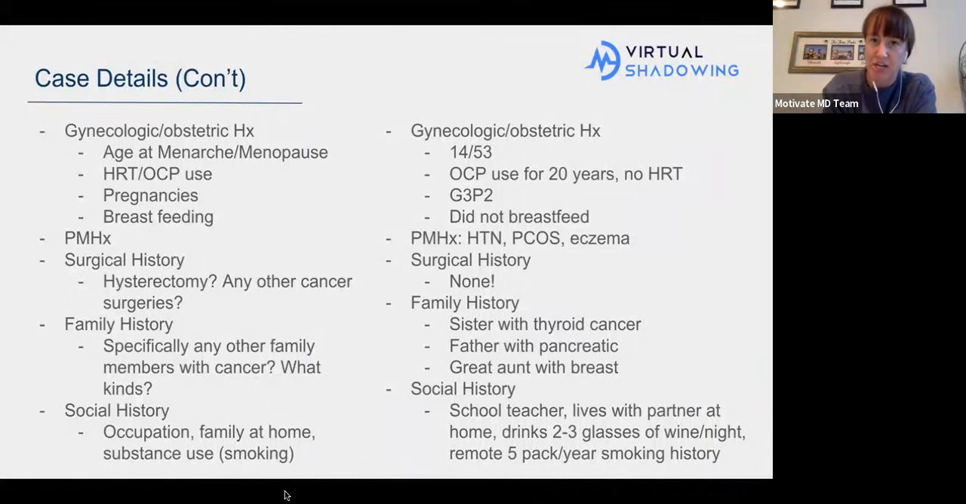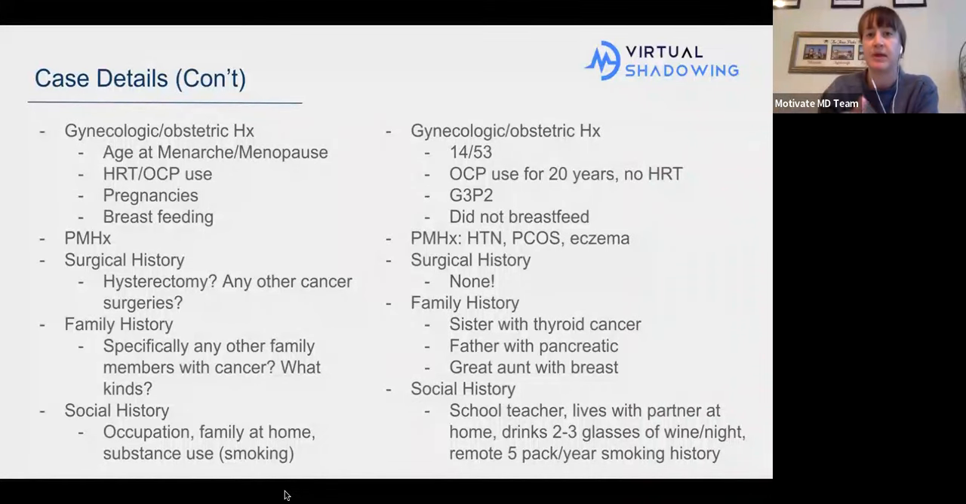She is a G3P2. And what that means is that she has had 3 pregnancies and carried 2 of those pregnancies to term. So the G is how many pregnancies she's had, and P is the amount of pregnancies she carried to term and delivered. And then the last question here is about breastfeeding.